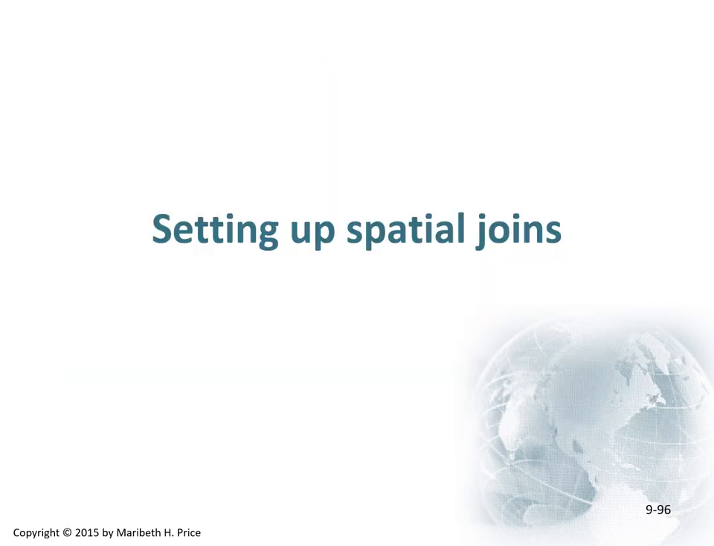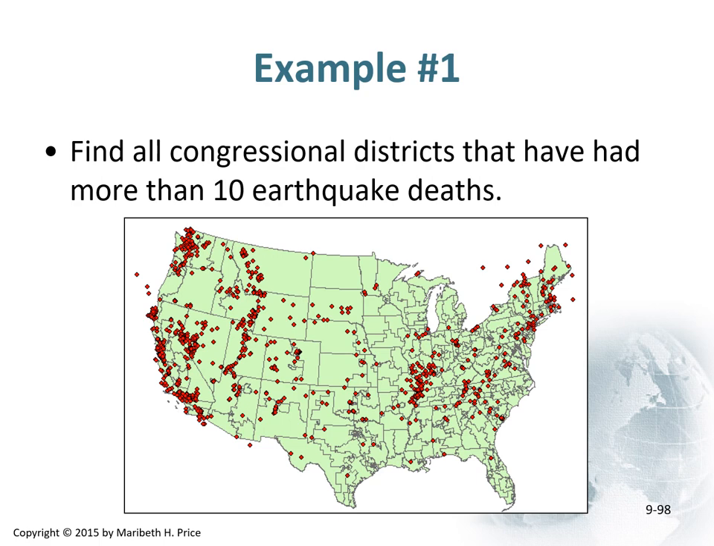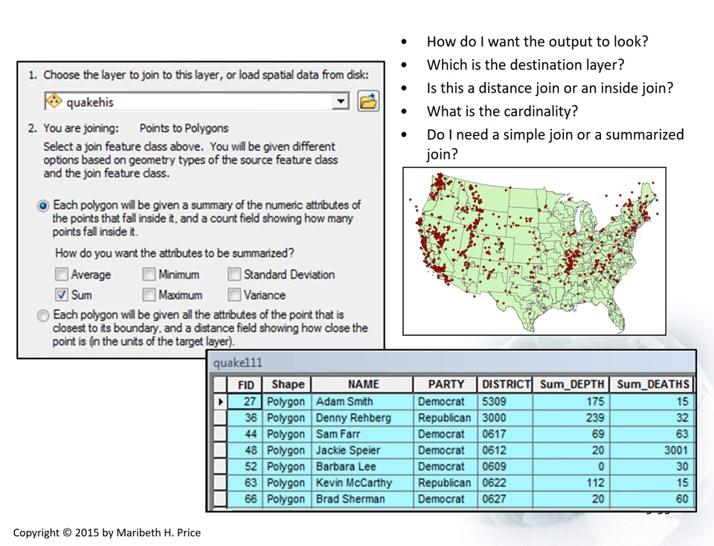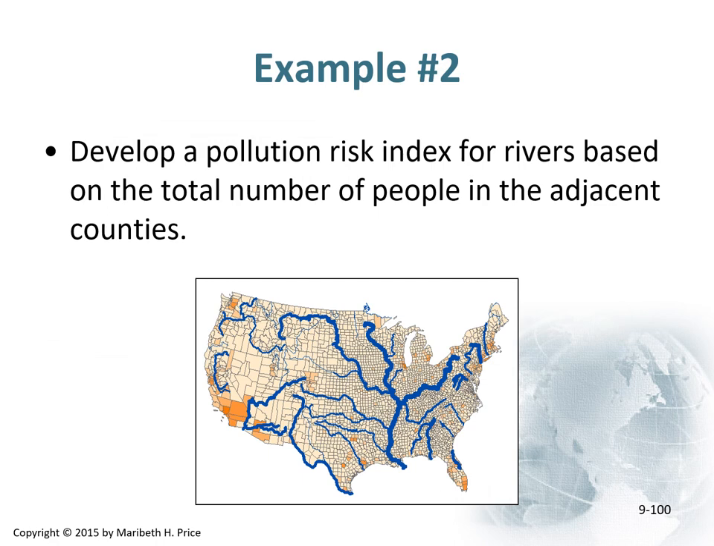Setting up spatial joins are easy as far as I'm concerned. They talk to you about doing this sketching and setting everything up and figuring out destinations and sources and cardinalities and drive you crazy. All the congressional districts that have had more than 10 earthquake deaths. Okay. How would you do it? And they go through this big long list of stuff, trying to walk you through this crazy process.